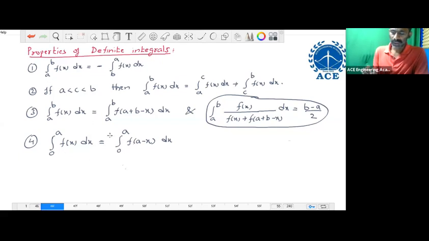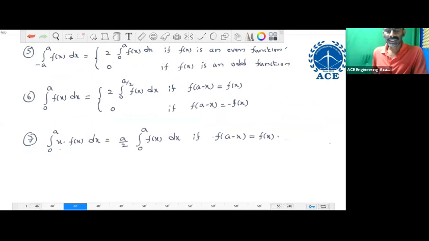The fourth one can be obtained from the third one, for a equal to 0 and b equal to a. Next, the fifth one, minus a to plus a. Whenever the limits are the same and of opposite sign, we can check whether the function is even or odd. If even, we write 2 times; if odd, 0. And if you want to write 0 to a as 0 to a by 2, we check whether f of (a minus x) equals plus f of x. If this condition is satisfied, we write 2 times. If it equals minus f of x, the integral value is directly 0.